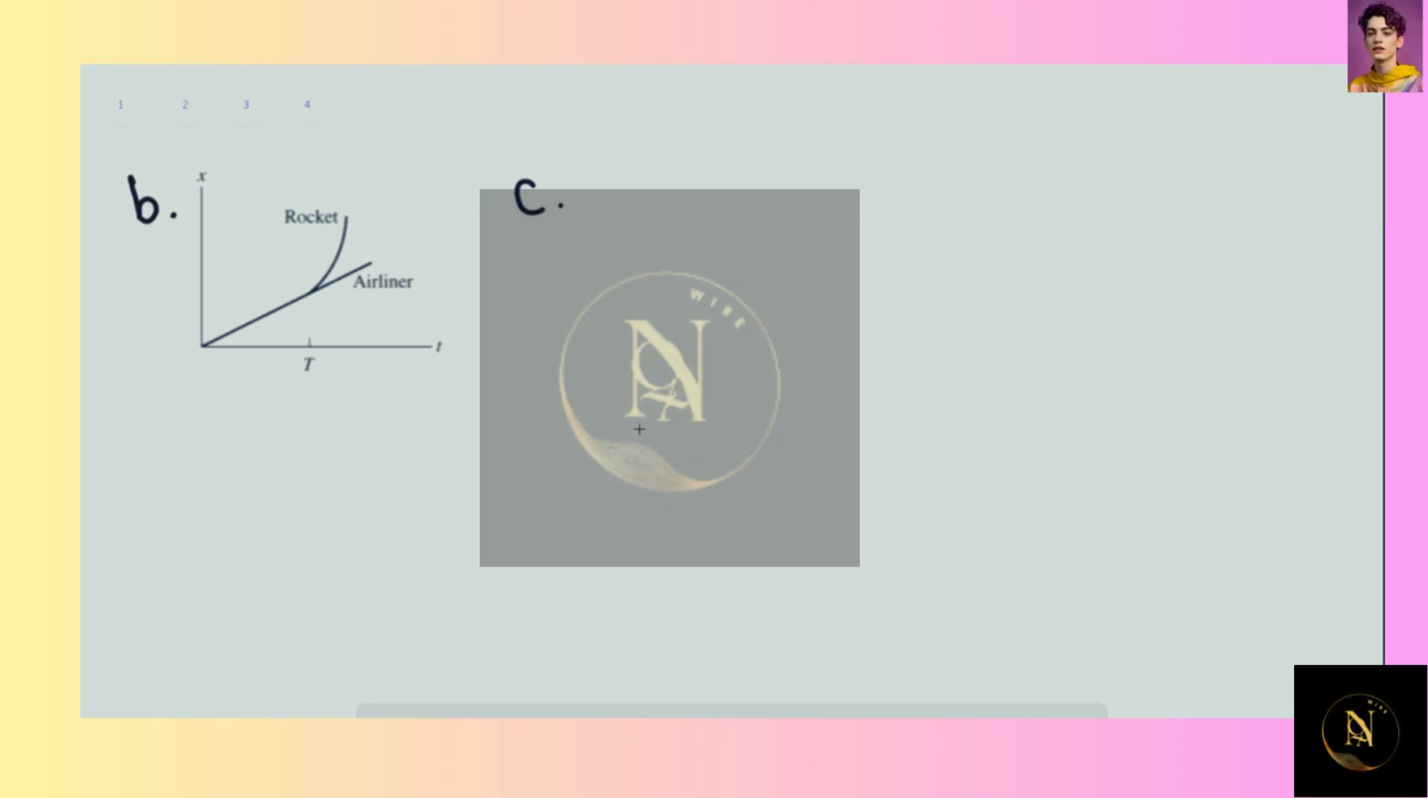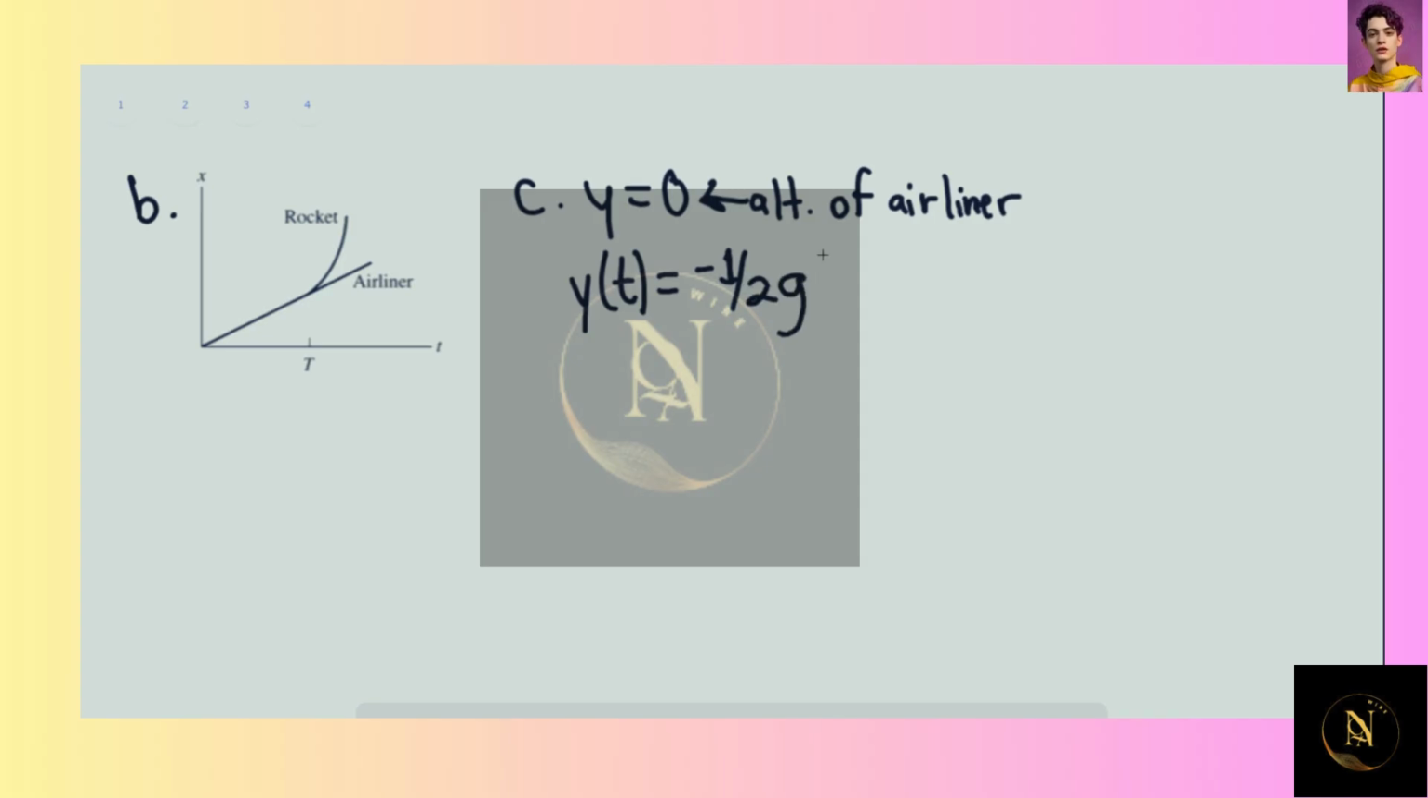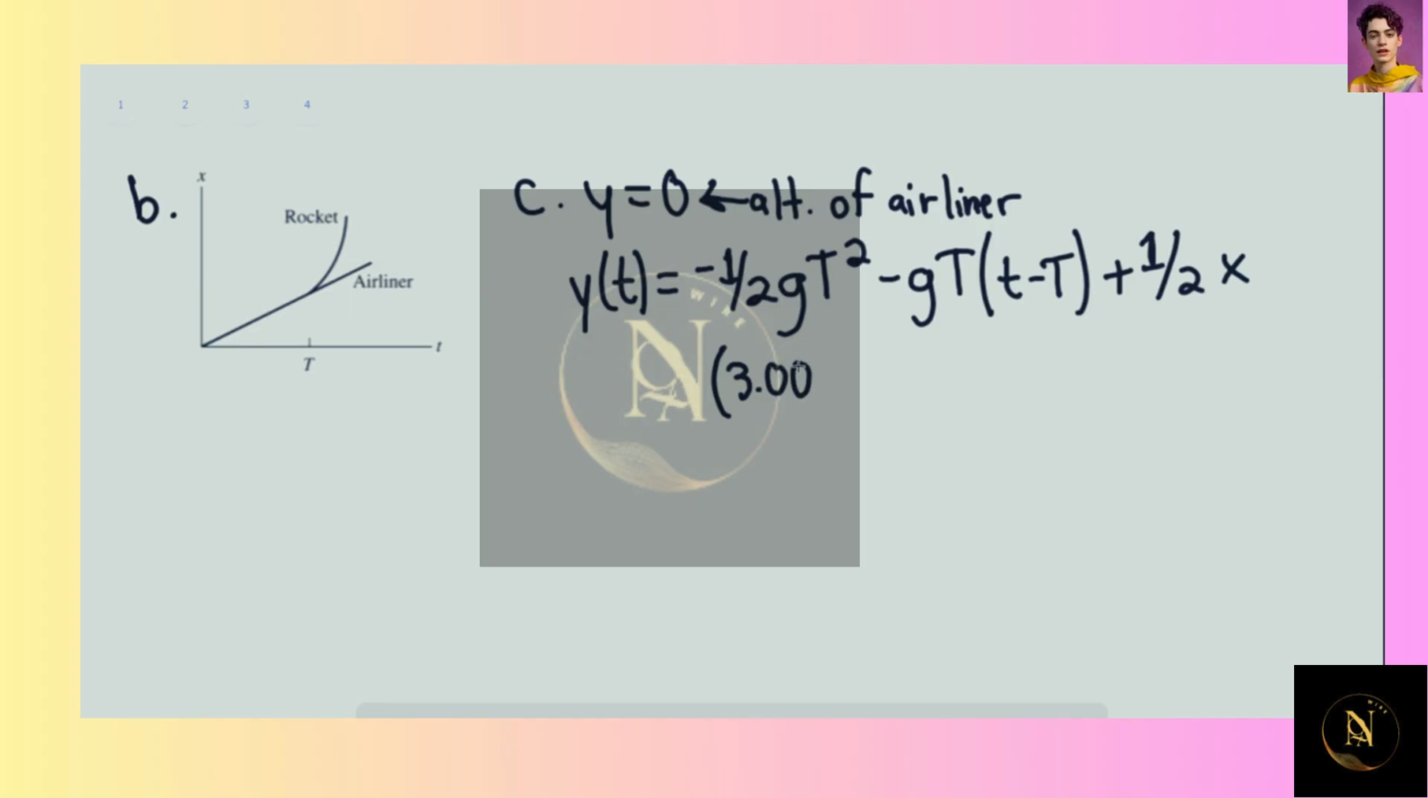For part C, if we take y to be 0 at the altitude of the airliner, we can say that y of t would be equal to negative 1/2 g times t squared minus g times T times t, plus 1/2 times 3.00 times 9.80 meters per second squared multiplied by sine of 30 degrees, times t minus T quantity squared. That would be for the rocket, of course.